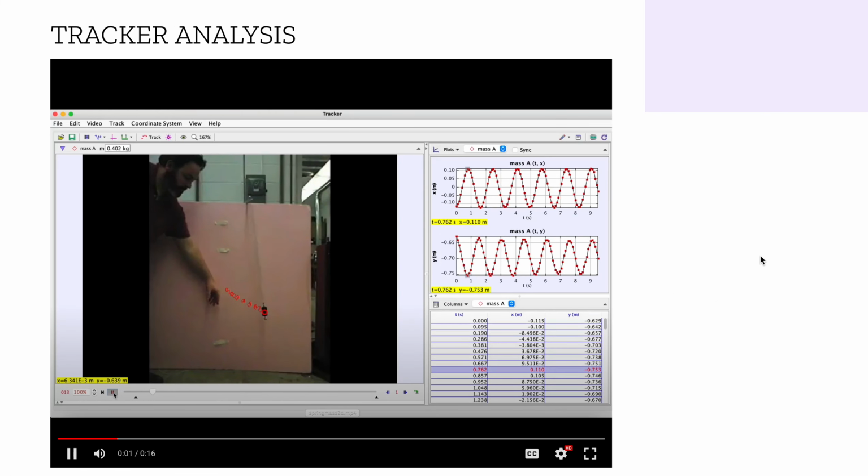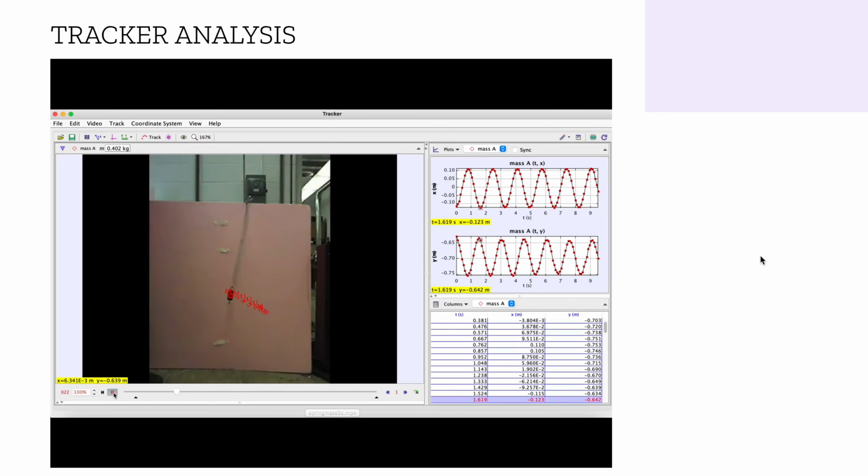This is a video of my tracker. You can see that the spring mass system is moving in a lot of directions, not only up and down or side to side. The x and y positions of the mass were calculated and gave the resulting graphs.